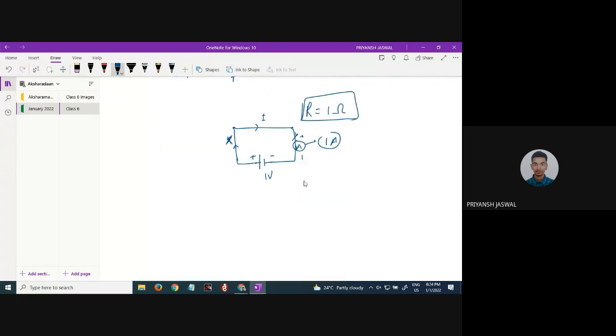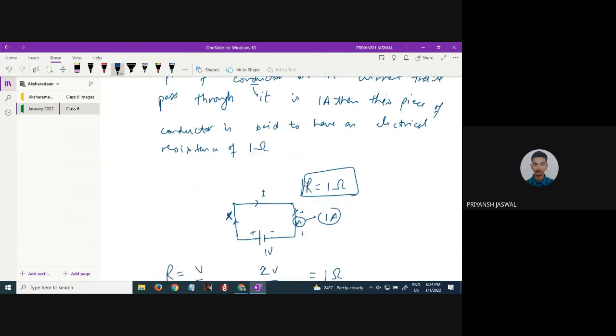You can also simply say that R is equal to V by I. If I apply 2 volts of potential difference and I get 2 ampere of current through it, then also the resistance will be 1 ohm. So you can define it in more than one way. But this is how we usually define it, by putting everything as one.